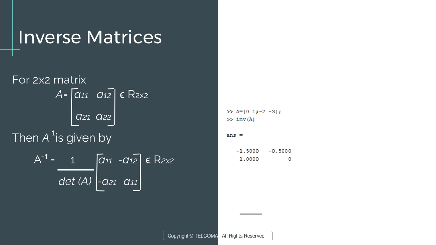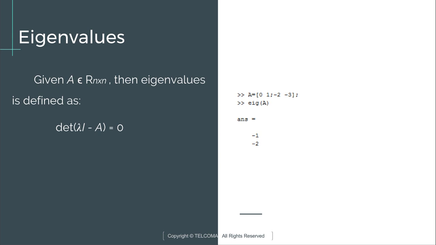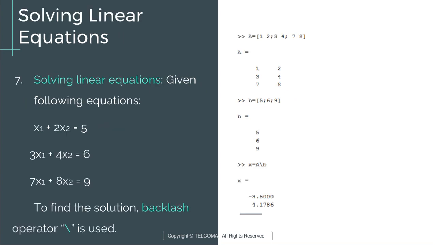Next is eigenvalues. Eigenvalues are defined by the determinant of lambda I minus A equals 0. So in MATLAB, just use the command eig and in parentheses write the matrix name. This will give you the eigenvalues of that particular matrix.